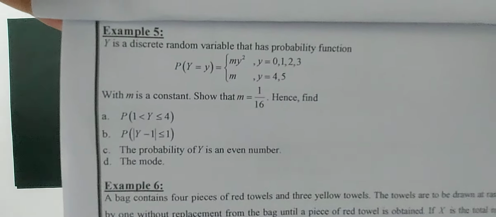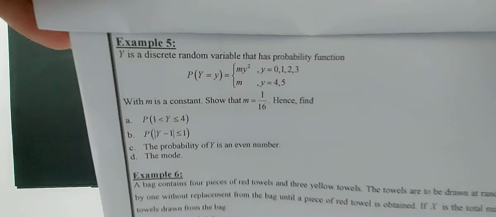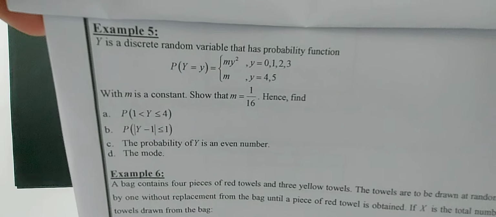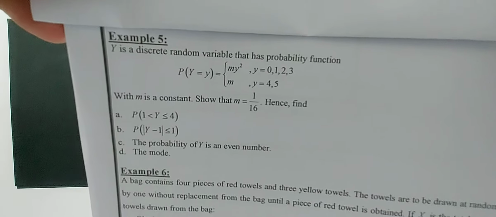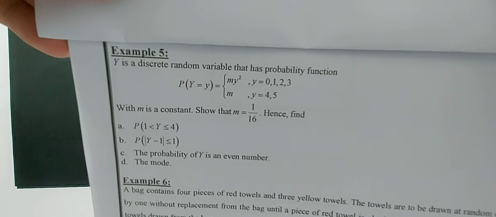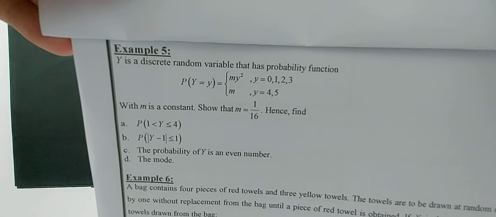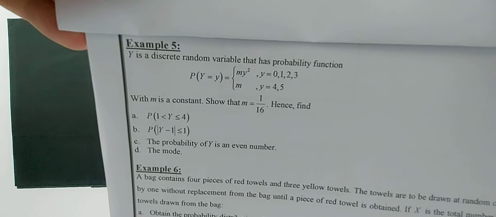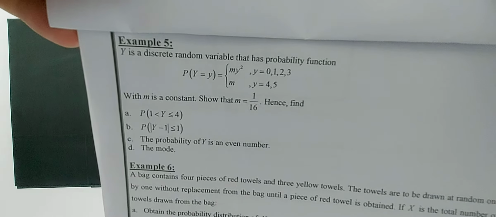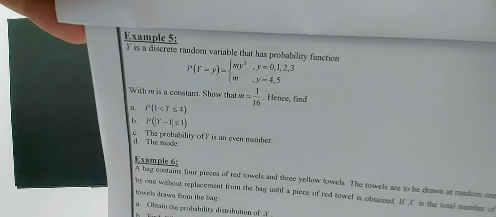Alright, let's look at this problem here. Y is a discrete random variable. They are already telling you that Y is a discrete random variable. So before you look at the question, you must remember that Y being a discrete random variable means that the sum of all the probabilities for all the discrete random variable values, I repeat again, will be equal to 1.